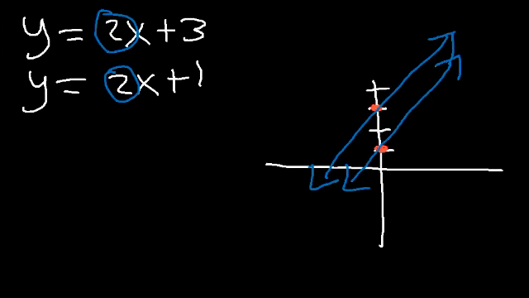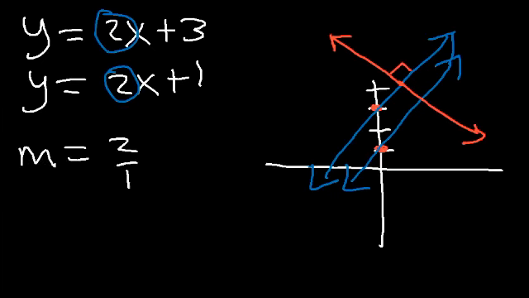A perpendicular line, on the other hand, is going to form a 90-degree angle with the blue line. So the slope of the blue line is 2, or 2 over 1. The slope of the perpendicular line is the negative reciprocal of that line. It's negative 1/2.